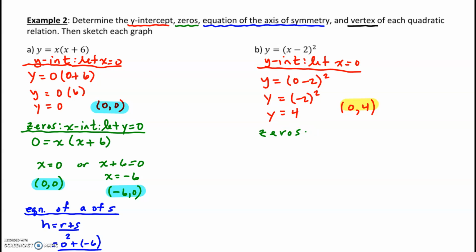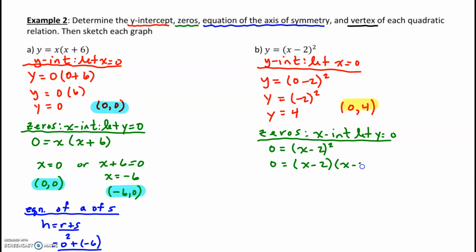So for our zeros, we know that that's the x-intercept, and we let y equal 0. So for here, we're going to put 0 where y is. So we have 0 equals (x minus 2) squared. And we know that (x minus 2) squared is the same as (x minus 2) times (x minus 2).